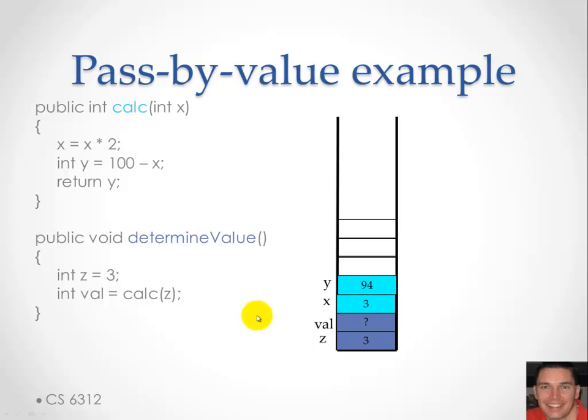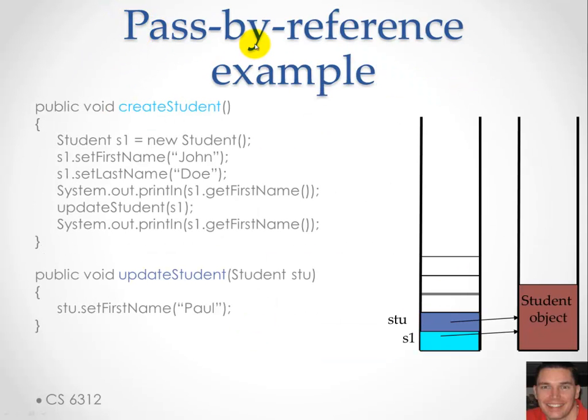Now the next example I want to show is how pass by reference differs from pass by value. Pass by reference is going to occur whenever we are working with reference variables. In other words, whenever we're passing object variables around. So I have two methods here, createStudent and updateStudent. We're going to call createStudent first. Please note, it doesn't matter what order these are within your Java file. It matters what order they're called in, which determines how they appear on the stack.